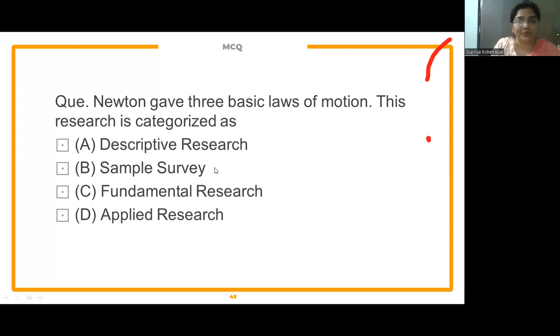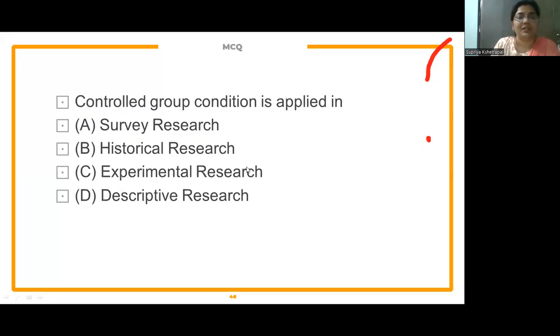Option C. Very good, very good. क्योंकि ये बेसिक लॉज हैं जो हम इसको चेंज नहीं कर सकते हैं, तो ये फंडामेंटल रिसर्च के अंडर आएगा. वेरी गुड. A control group condition is applied in. तो जहां पर हमने कंट्रोल ग्रुप कंडीशंस लिखे हैं तो ये हिस्टोरिकल नहीं हो सकता है.